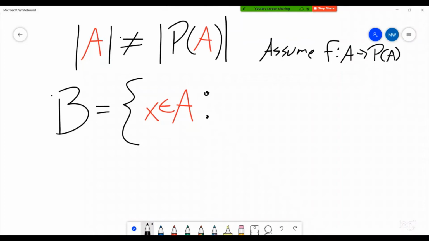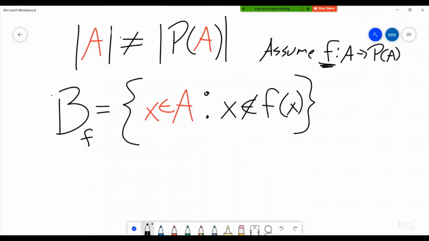So the Barber set for a specific function f, you usually don't have the subscript, but I'm going to put it there so that we know it's a set with respect to this function f, is the set of elements in A where x is not in its image. So that is how the Barber set is defined.